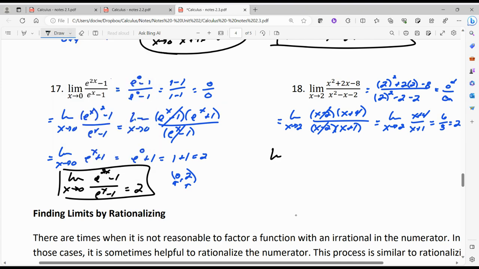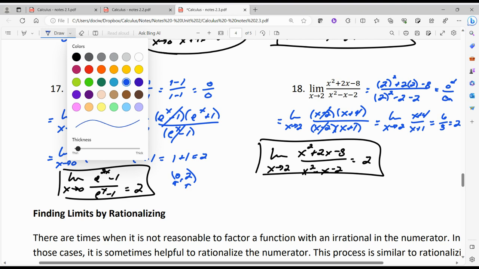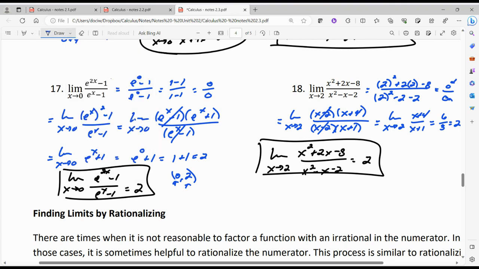So again, the limit as x approaches 2 of x squared plus 2x minus 8 over x squared minus x minus 2 will equal 2, which again means when you start graphing these, that this function will be the same as the function f of x equals x plus 4 over x plus 1, except that when x equals 2, we're going to have a hole in the graph at (2, 2). x is 2 from there, y is 2 from there. Okay, so I hope that that helps you a little bit finding limits by dividing. Thank you.